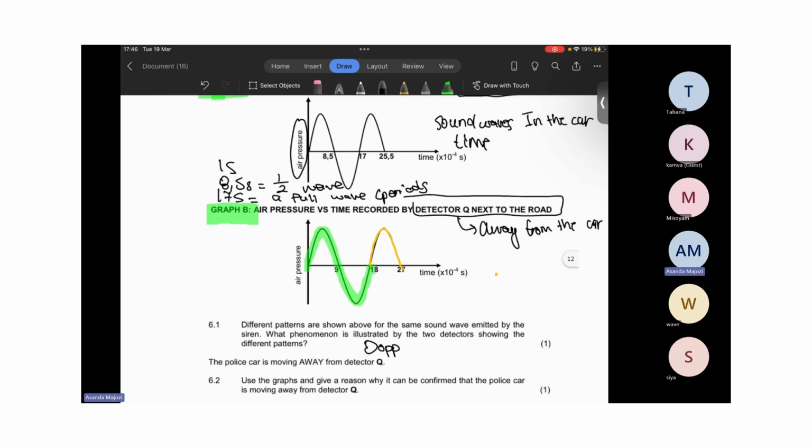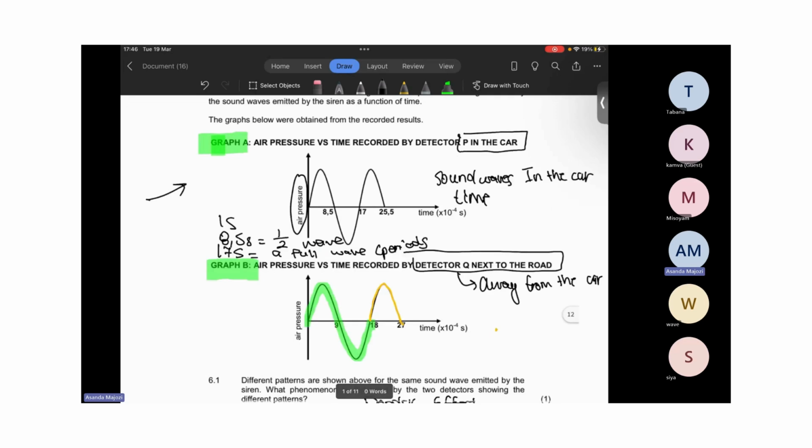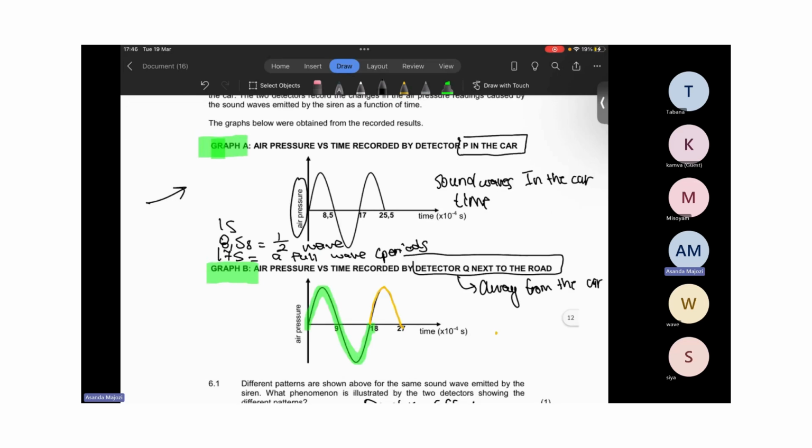Okay, so these two graphs are showing us the Doppler effect, because graph A is recording, or I'll say listening to, the sound waves as it is in the car, whereas graph B is showing us how the sound waves are recorded as the detector Q is far away, right? So we've got a car, and then we've got a detector P there and a detector Q there. So both graphs are just showing you the Doppler effect, right?